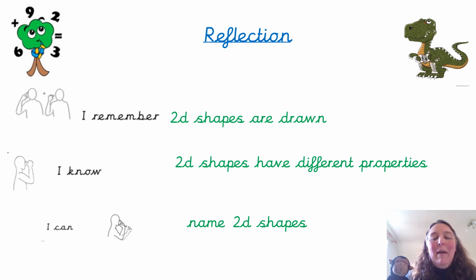So let's think about what we have done today. I remember 2D shapes are drawn shapes. We can't pick them up in our hands, okay? I know 2D shapes have different properties. And I can name 2D shapes.